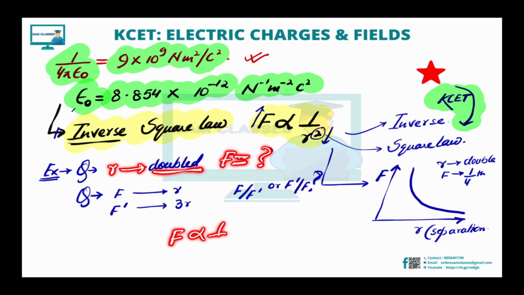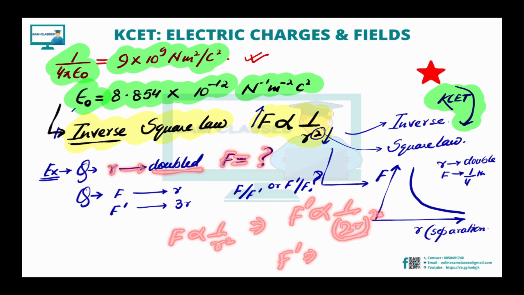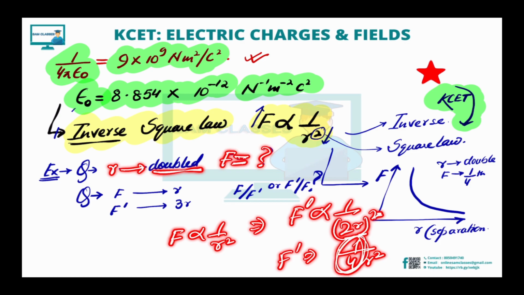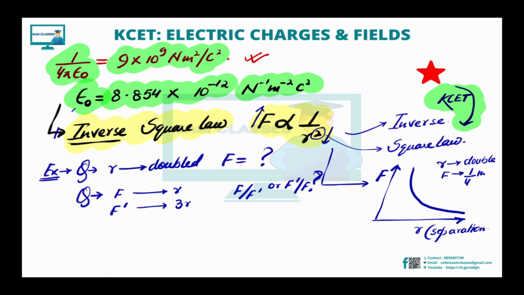F is directly proportional to 1 by r square, we know. So if r becomes 2r, F dash will be 1 by (2r) square, because now the distance became double. So F dash will be equal to 1 by 4 times r square. The new force decreases by 1/4. So if r became double, the force became 1/4, students, 1/4. Clear?